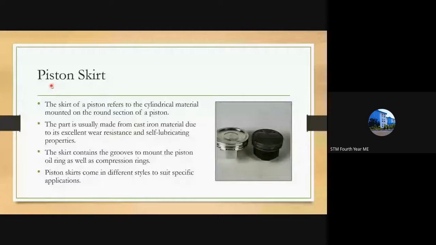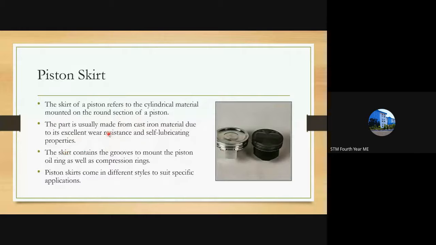Okay, the skirt of the piston refers to the cylindrical material mounted on the round section of the piston. So the piston is here and it is mounted on the round section of the piston. It is made up of cast iron material due to its excellent wear resistant and self-lubricating properties.